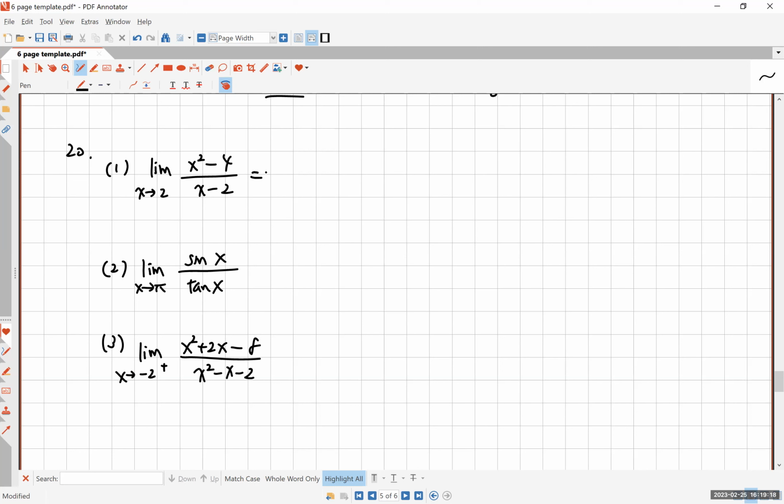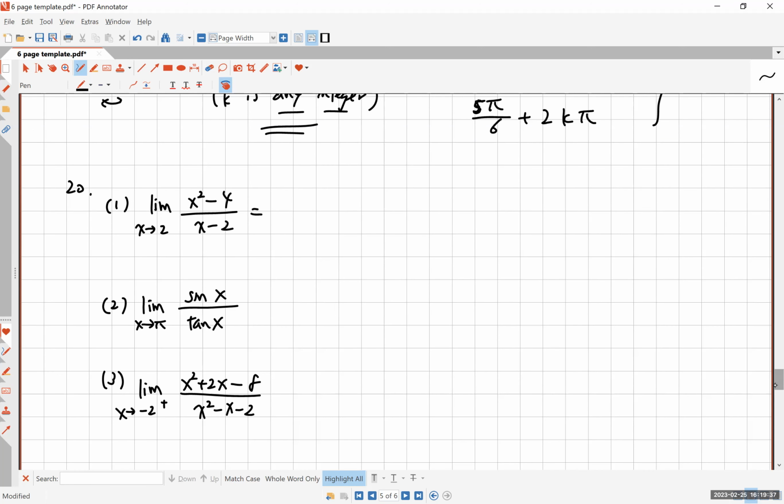All right, number 20 has 3 parts. All of these are to find limits, and those are not just by direct substitution. So in that sense, number 20 is probably the most important type of question on this test number 1, because you will have many questions where you have to find limits by some kind of algebraic manipulation.